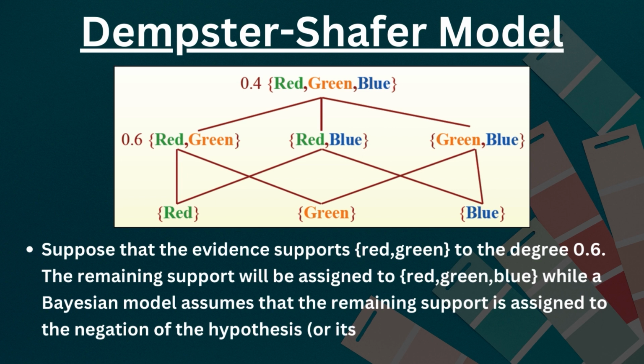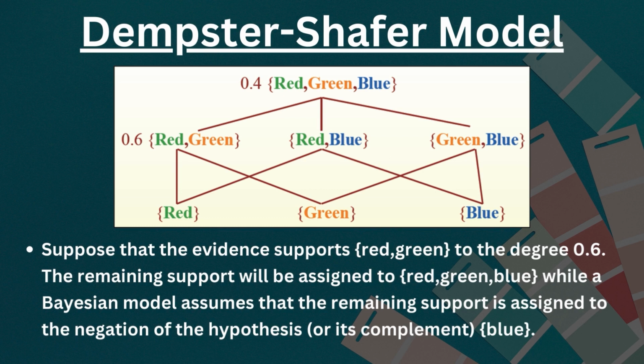Now, in Dempster-Shafer theory, we do not necessarily need to allocate the remaining support to the specific color blue. We can leave some uncertainty there. So, if the evidence strongly supports red green to the degree of 0.6, DST allows us to distribute the remaining support in a more flexible way. We can say that we believe in red, green, blue to some extent without committing fully to blue. It recognizes that we might not have enough evidence to be sure about the blue color.